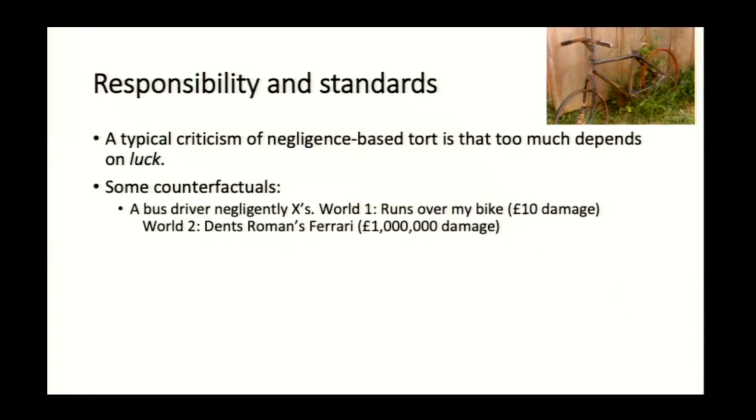So here we've got the same negligent action being performed, but there's a huge asymmetry in the amount of harm caused. The same negligence is being performed, right? You're still culpable to the exact same extent, but just because of something outside your control, i.e. who happened to be to the right of your vehicle, you're on the hook for either £10 damage or £1 million damage. So this is a typical criticism of tort law.